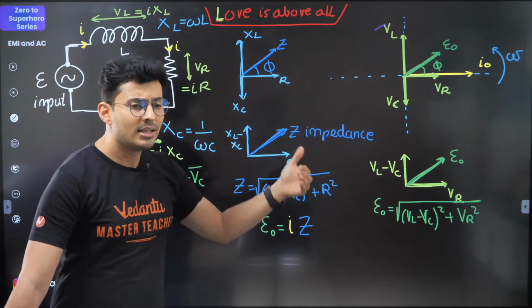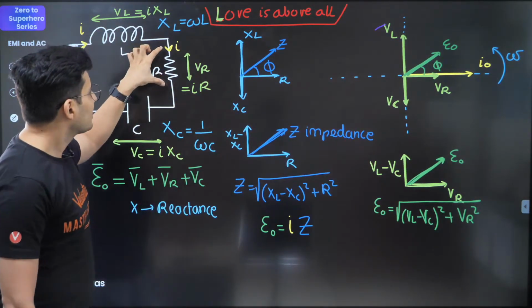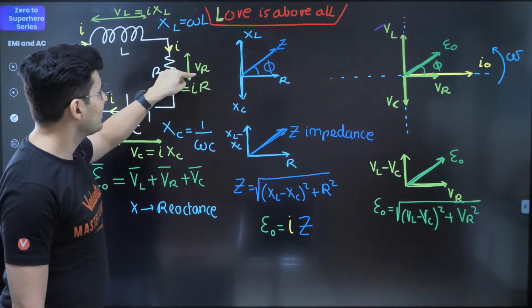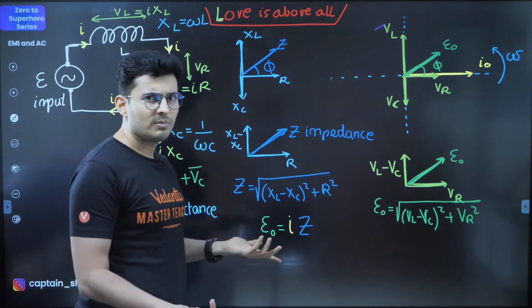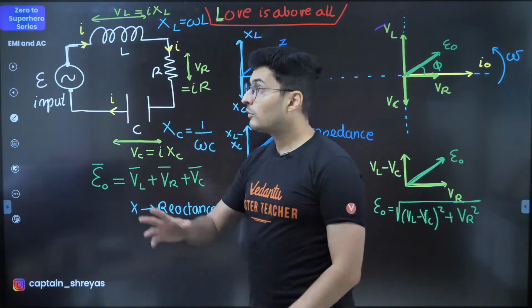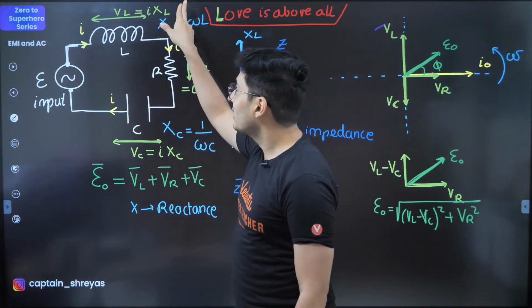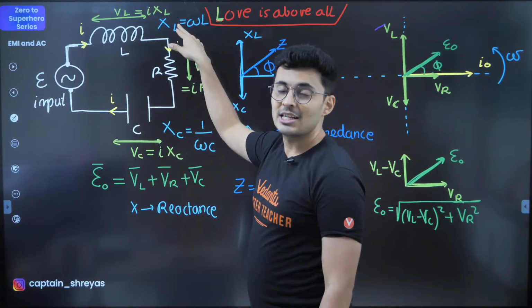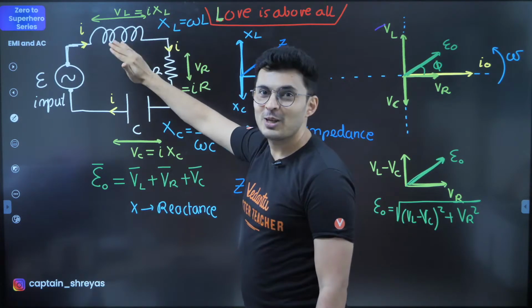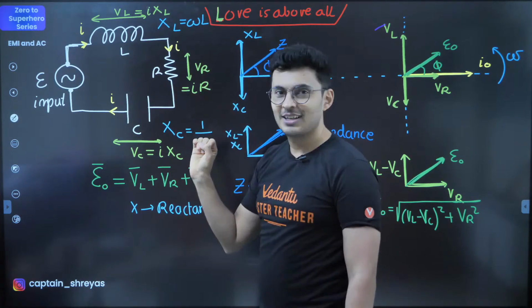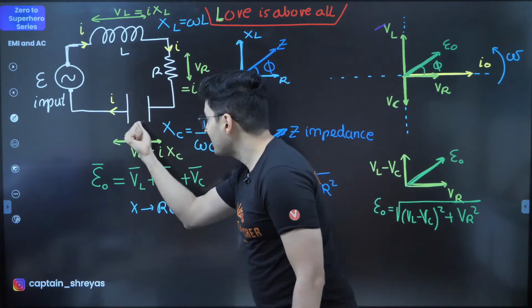Ohm's law says voltage is current into resistance. Voltage drop is current into resistance. So for the resistor, the voltage across it is VR, current is I, resistance is R, so VR will be IR. Simple. For the inductor, the voltage drop is VL, so VL will be I into that resistance, which is XL. Be careful. So VL will be I into XL. Same way, the voltage across the capacitor will be current into resistance, and the resistance is XC.